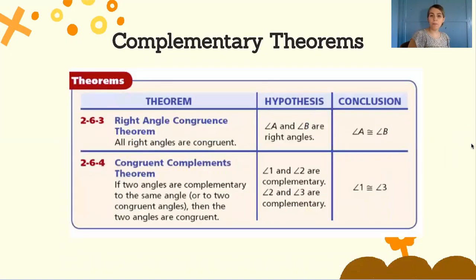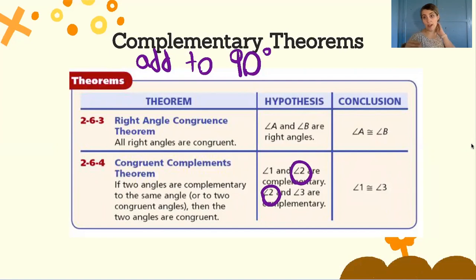Finally, we're going to look at some complementary theorems. For the first, all right angles are congruent. They're all 90 degrees. If you know they're right angles, then you know they're congruent. The second is just like the supplementary angle theorem. It just has to do with complementary angles. And remember, complementary angles add to 90 degrees. Supplementary add to 180. Complementary add to 90. So if angles 1 and 2 are complementary to each other and 2 and 3 are complementary, notice that they're both complementary to 2, then angle 1 is congruent to angle 3.